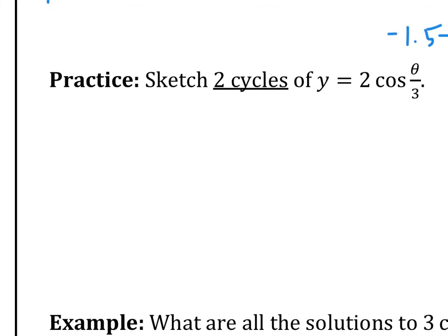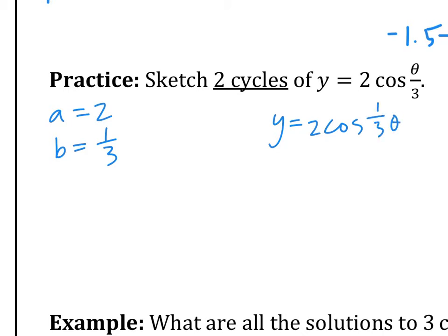For example, this one, sketch 2 cycles of this graph. Let me kind of help you get started. What is A of this graph? 2. Tricky one. What is B? 1 over 3. Okay, if you cannot see that, this theta over 3 is really 1/3 times theta. Okay, so this is 2 cosine and then 1/3 times theta, so B is 1/3. Okay, period is going to be 2 pi over 1/3. And then you gotta do some complex fractions stuff.